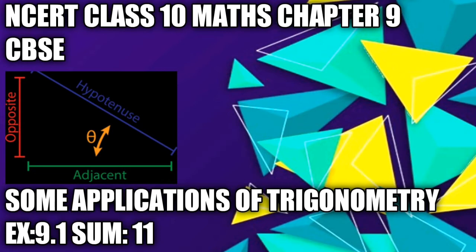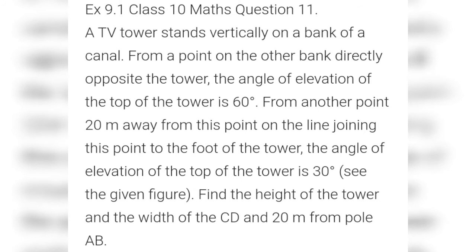So let me read out the 11th question very quickly and explain it to you all. A TV tower stands vertically on a bank of a canal. From a point on the other bank directly opposite the tower, the angle of elevation of the top of the tower is 60 degrees. From another point 20 meters away from this point on the line joining this point to the foot of the tower, the angle of elevation of the top of the tower is 30 degrees. See the given figure. Find the height of the tower and the width of the canal.